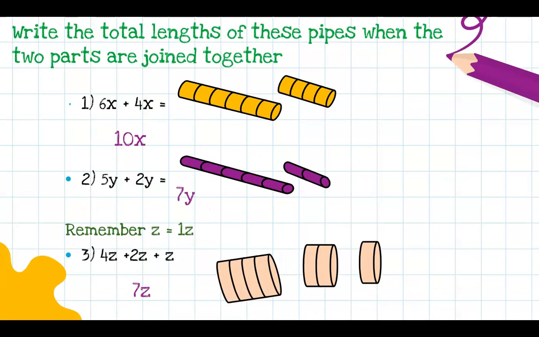Okay, for more examples, here they are. Again, we want to take a look at the total lengths of different pipes. Here, you have the same type of pipes, or same variable, or same last name, if that's how you want to take it. So 6 plus 4 is 10, and then just copy the same variable x. For example number 2, they have a different type of pipe, or different variable, which is y. So you just do 5 plus 2, which is 7, and just copy the variable y.